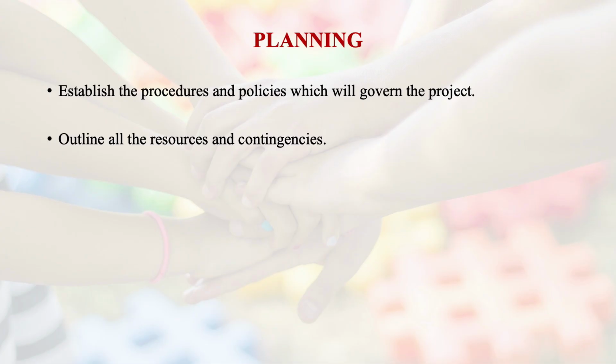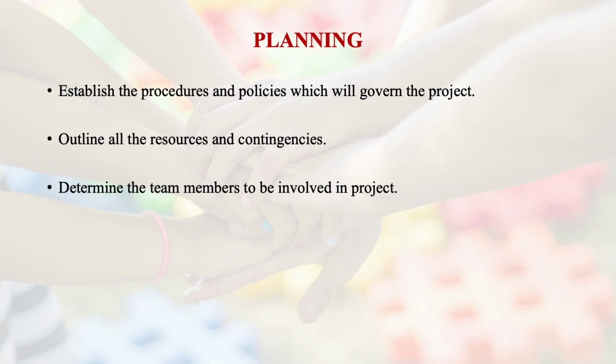Then outline all the resources and contingency. So what resources you have, right? Which may include your cash also, your people also, and other infrastructure resources in case they are needed. So all those things you have got to list, and various contingencies associated with those projects. If something is to be maintained, like how much maintenance schedule, or what those kinds of things are needed even for those. Right, determine the team members to be involved in the project.